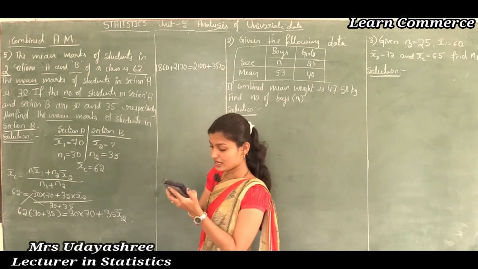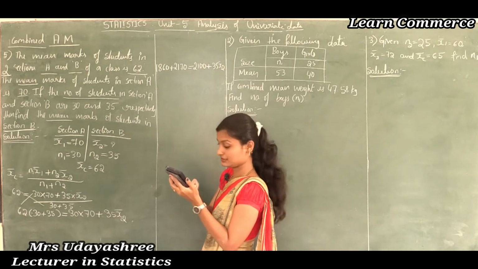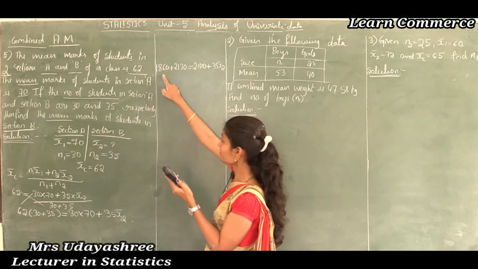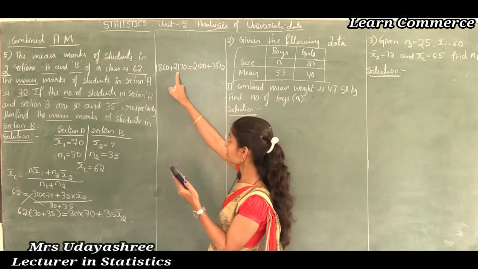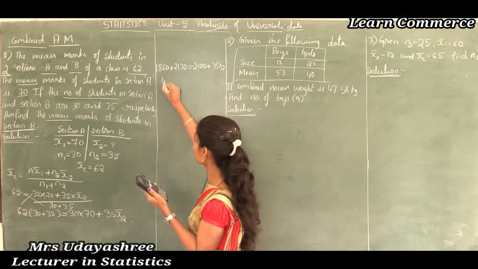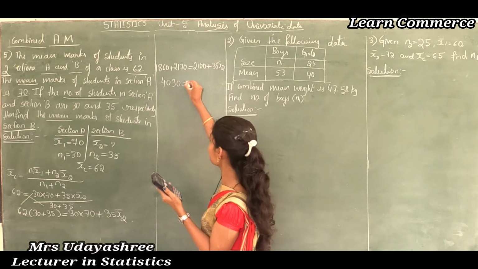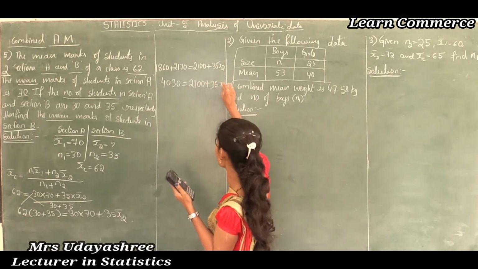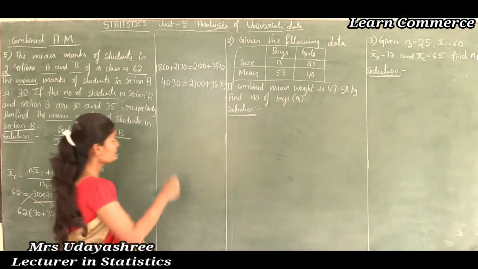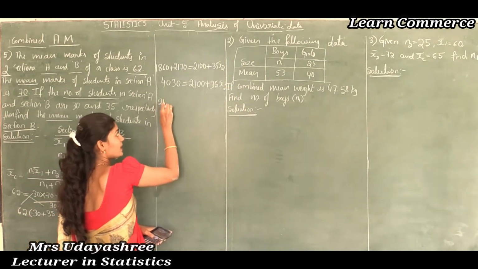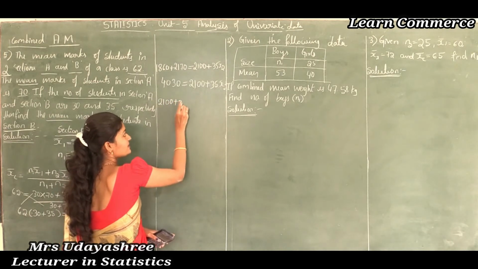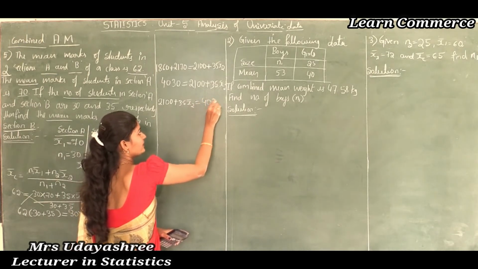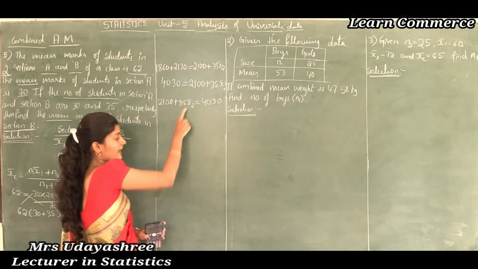So here 1860 plus 2170 is 4030, which is equal to 2100 plus 35 into x bar 2. We can write it like this also: 2100 plus 35 into x bar 2 is equal to 4030. See, here we need to find x bar 2.